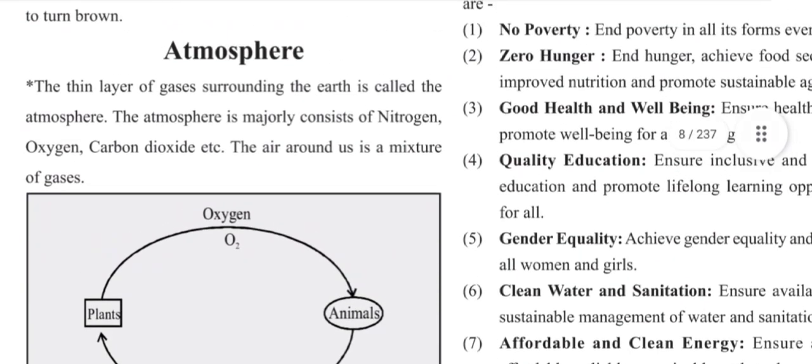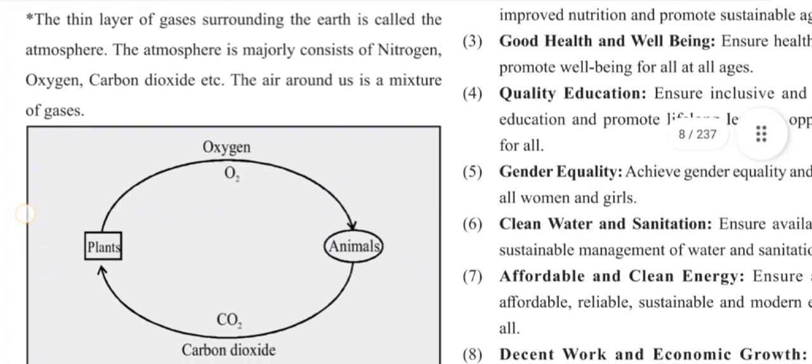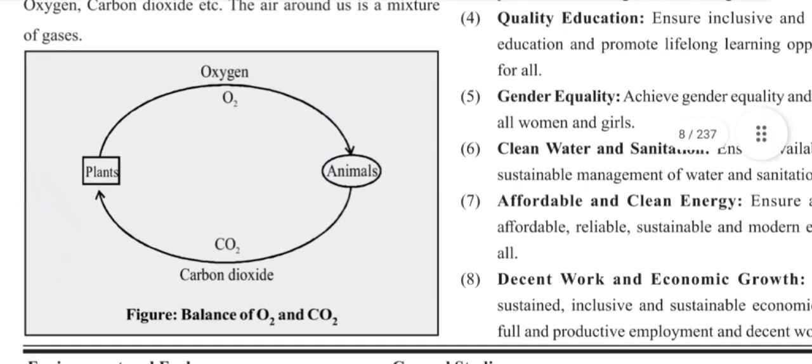Atmosphere. The thin layer of gases surrounding the earth is called the atmosphere. The atmosphere mainly consists of nitrogen, oxygen, carbon dioxide, etc. The air around us is a mixture of gases. Here we can see the figure of the balance of O2 and CO2 between plants and animals. Plants give oxygen to animals. All animals after respiration give back carbon dioxide to the plants.